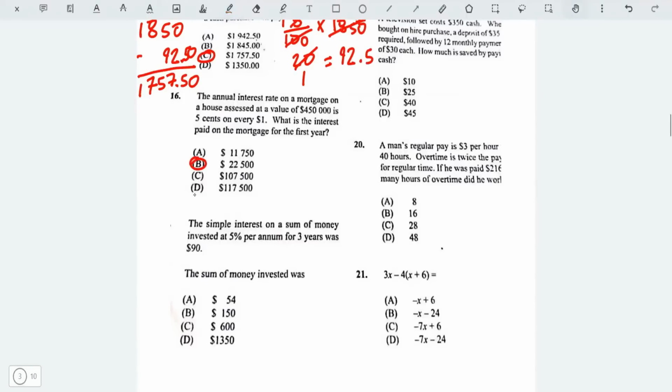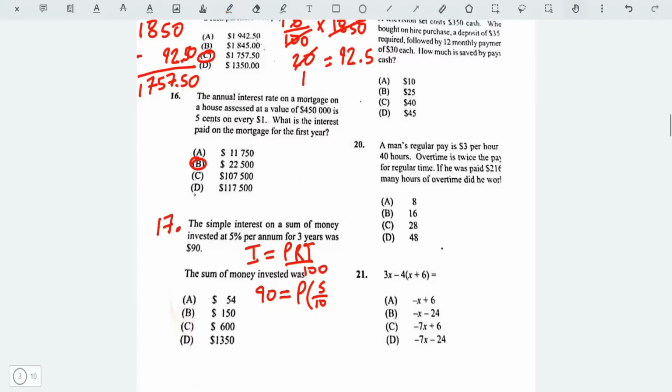Number 17, it says the simple interest on a sum of money for 3 years was 90. Then the sum of money was... remember the simple interest formula. Simple interest is equal to principal times rate times time divided by 100. And so if you know the interest is 90, 90 is equal to the principal, which we need to find. The rate is 5%. 5% is 5 over 100.